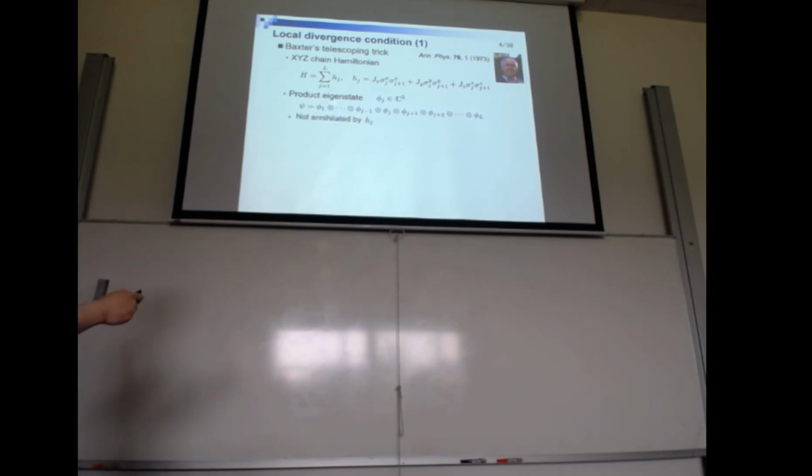And this psi is not annihilated by the local Hamiltonian. However, what he found was that this product state psi satisfies this local divergence condition. Let me explain what it is. If you act with a local Hamiltonian h_j on this state, then because it is a local Hamiltonian, only this part gets modified, and then you get these different states. On the first line, this will be S_j tensor phi_{j+1}, but here you have phi_j tensor S_{j+1}.